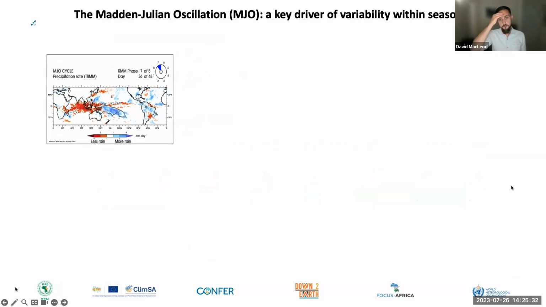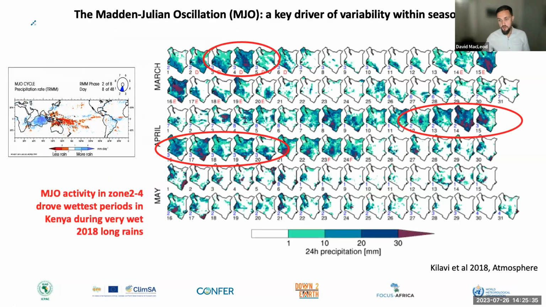This is something we've seen in work led by Mary Clavey at KMD. We had a look at the 2018 season, looking at the long rains, which was the wettest season at the time, certainly the wettest long rains. And here I'm showing Kenya, and we're looking at every single day in the season, from 1st of March in the top left to the 31st of May in the bottom right. Each map shows the total rainfall. And you can see, even though it was a very wet season, there were many days where most of the country saw no rain at all. And what I've highlighted here in red are those periods where it was very wet and there was a very strong MJO in zone 3.